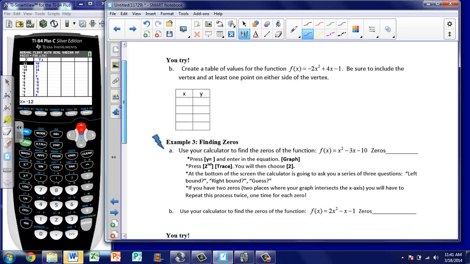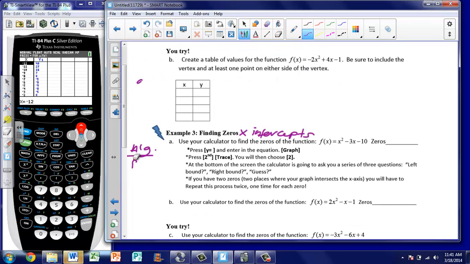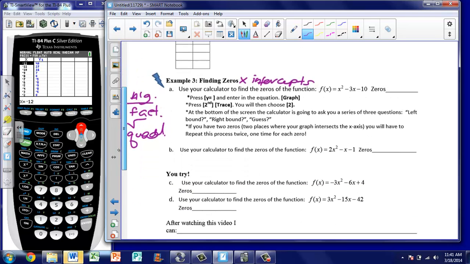That's there. So let's go down to our last example, which is example 3, finding the zeros. Now we know from previous sections that the zeros are the x-intercepts, the place where our graph crosses the x-axis. And we know how to find them algebraically. So if we wanted to do it algebraically, we could do it by factoring. We could do the square root method. We could use the quadratic formula.